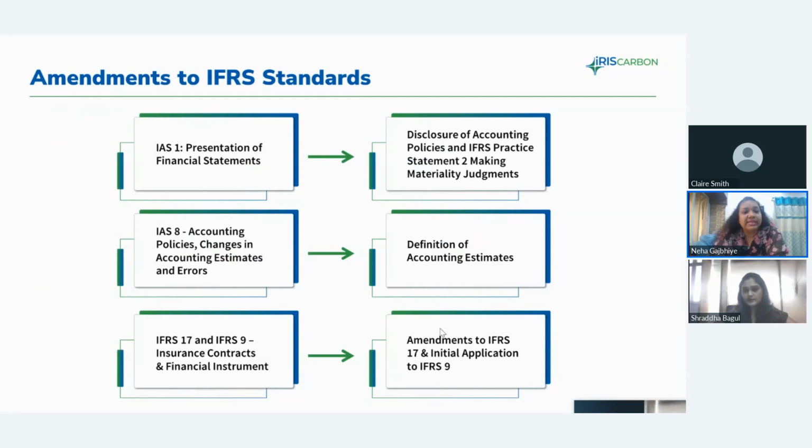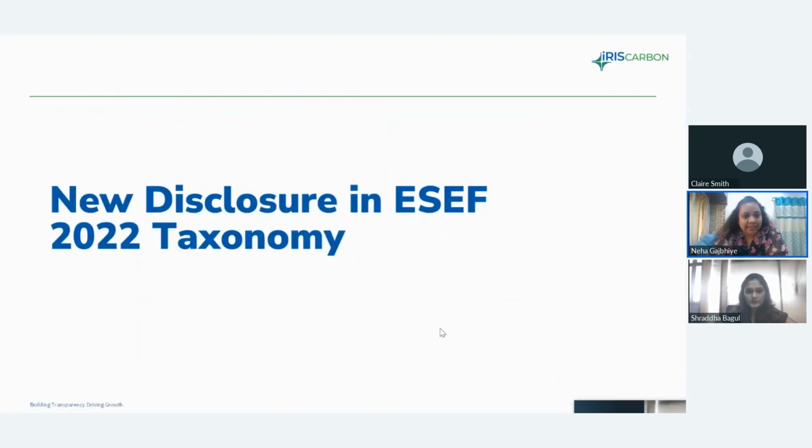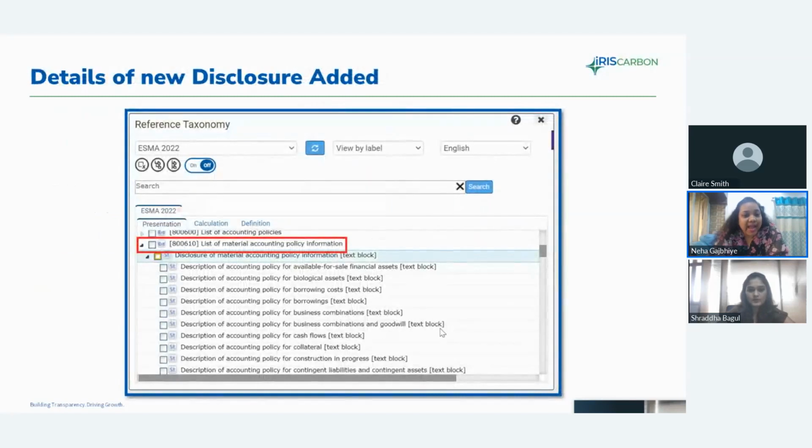IFRS 17 is for insurance contracts and IFRS 9 is for financial instruments. So because of the change in the IAS 1 IFRS Practice Statement 2 of making materiality judgments, there is a disclosure which has been added. The disclosure which has been added is list of material accounting policy information. Though the disclosure is new here, all the elements are from the existing disclosure of list of notes and accounting policies. As these text block elements are from the materiality judgments, that's why all these elements are grouped here under this list of material accounting policy information disclosure.